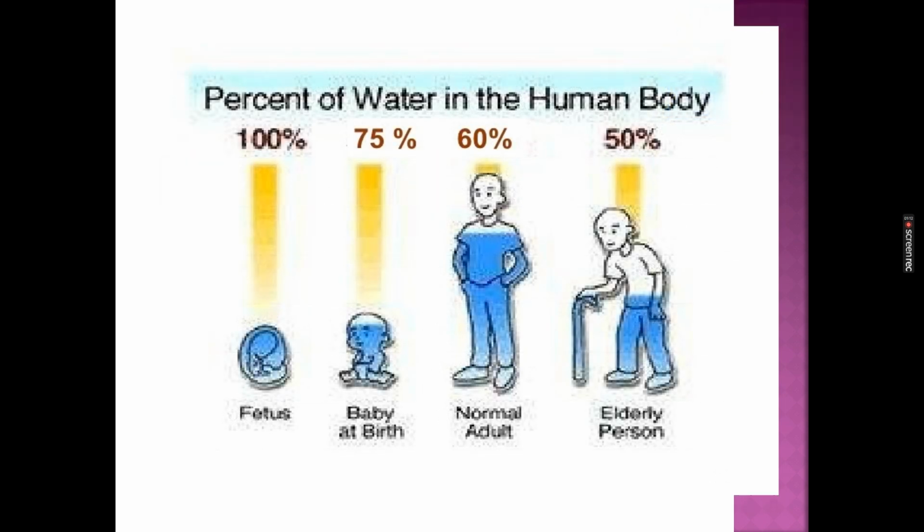So here you can see the percentage of water in the human body. First you can see the fetus. They have 100%, then a baby at birth will have 75%, then a normal adult 60% contains water, and an elderly person 50%.